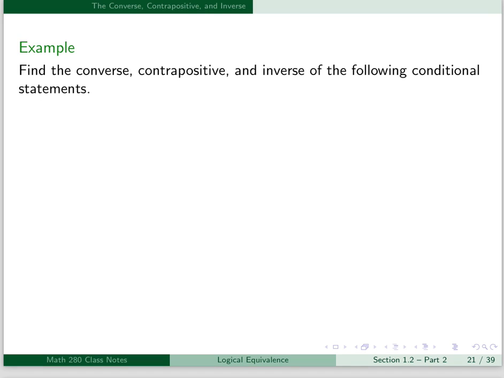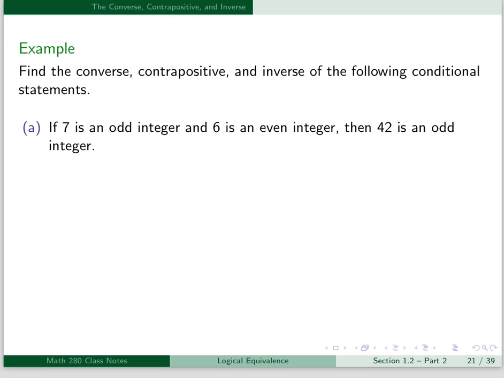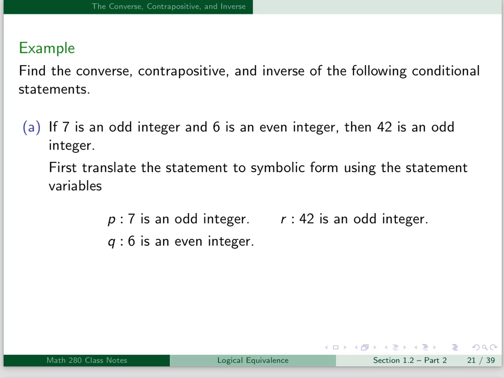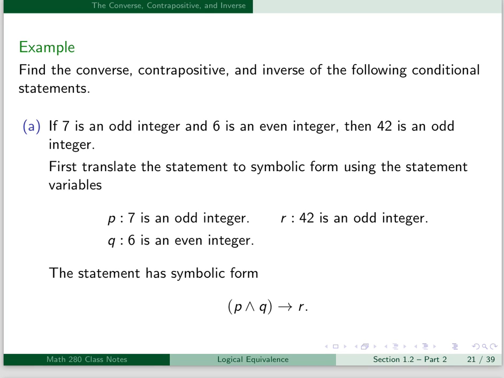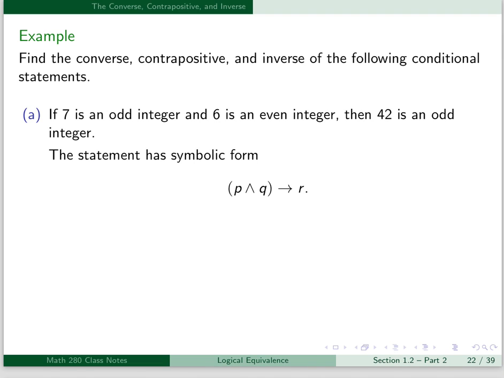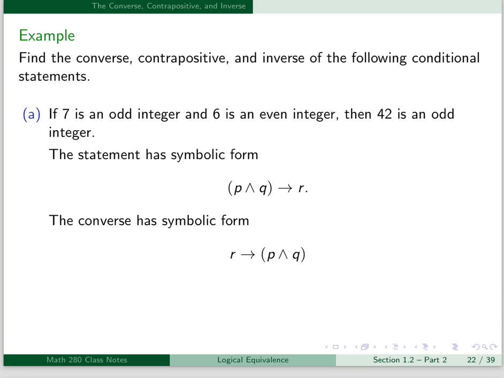For our next example, we want to find the converse, contrapositive, and inverse of the following conditional statements. First we have if 7 is an odd integer and 6 is an even integer, then 42 is an odd integer. And as usual, we translate this to symbolic form using the statement variables. P is 7 is an odd integer, Q is 6 is an even integer, and R is 42 is an odd integer. The statement has symbolic form P and Q implies R. The converse then has symbolic form R implies P and Q.